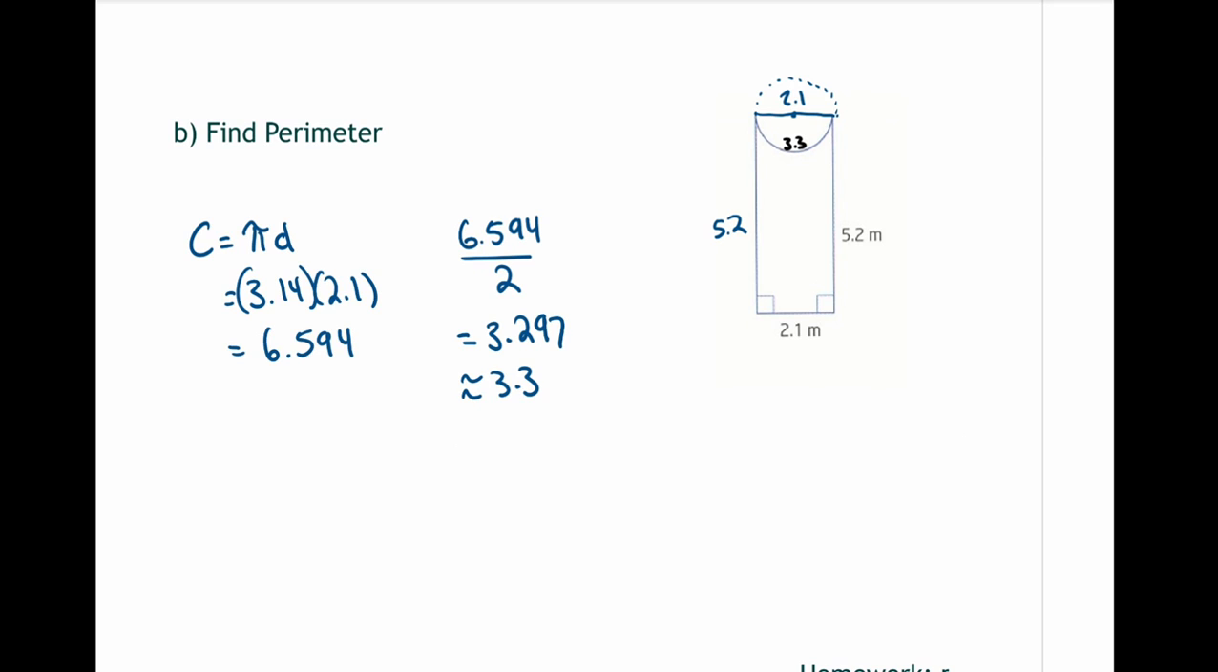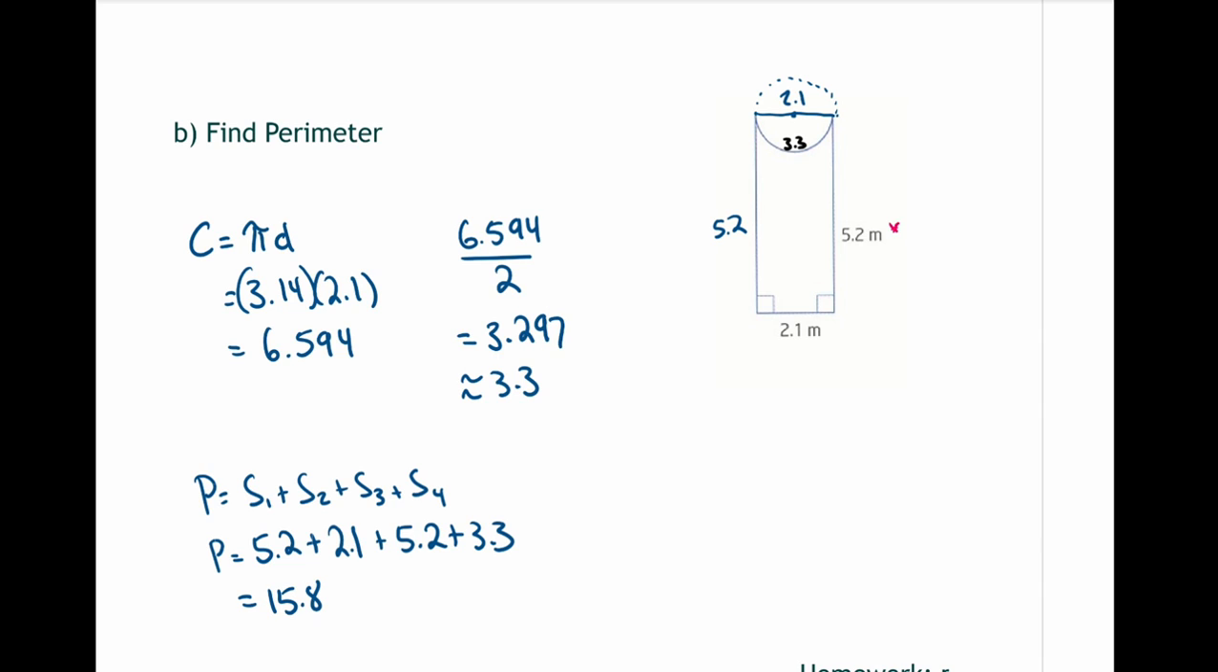Now that I have all of that information, I can find the perimeter because it's just side 1 plus side 2 plus side 3 plus side 4. So 5.2, again, I'm just going to pick one side to start with and work my way around. 5.2 plus 2.1 plus 5.2 again plus 3.3. Add them all up, and we should get a perimeter of 15.8 meters.